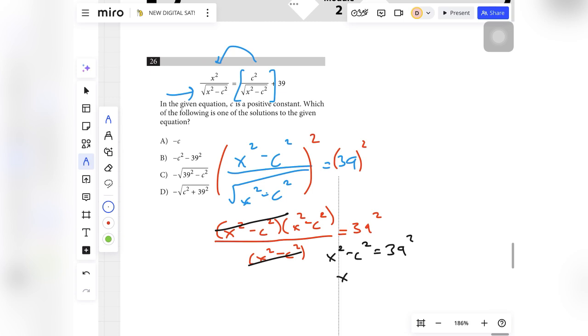I'm solving a solution, so I want the x by itself. I'll add the c squared over to the other side, doesn't matter which order. And then when I take the square root of a square, I'm going to have to account for the positive and the negative roots. Plus or minus the square root of 39 squared plus c squared. What answer choice looks like that? Well, we have a minus square root of c squared plus 39 squared, in answer choice D.